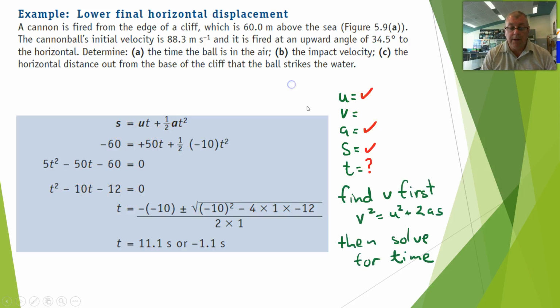And so what I recommend is you find v first, find your unknown v by using v squared equals u squared plus 2as, and then solve for t. Now you can work out just the section going up and then the section going down, or you can work on the whole equation.